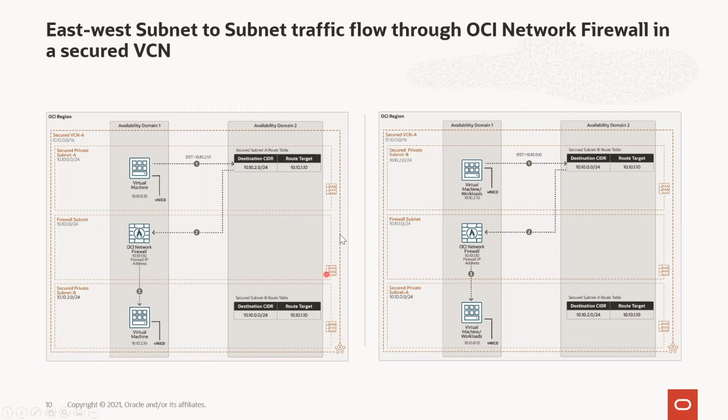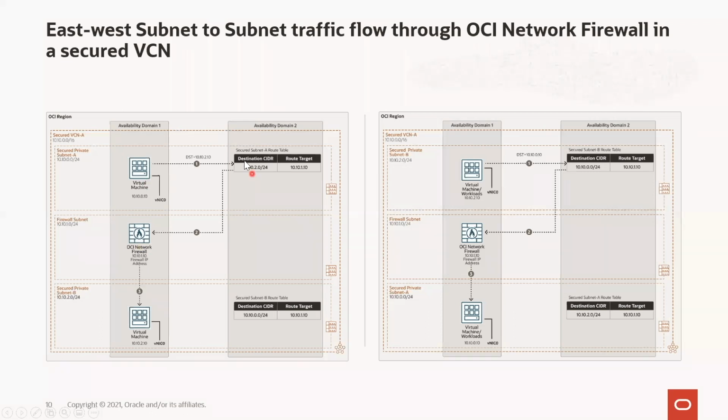Let us concentrate on this use case, that is the east-west subnet to subnet communication when it is in the same VCN. So suppose here my subnet A virtual machine wants to talk with my subnet B virtual machine, and I want this communication to be monitored by my firewall. That is my east-west traffic within OCI. So yes, this can be done, and the traffic will definitely go through OCI Network Firewall.